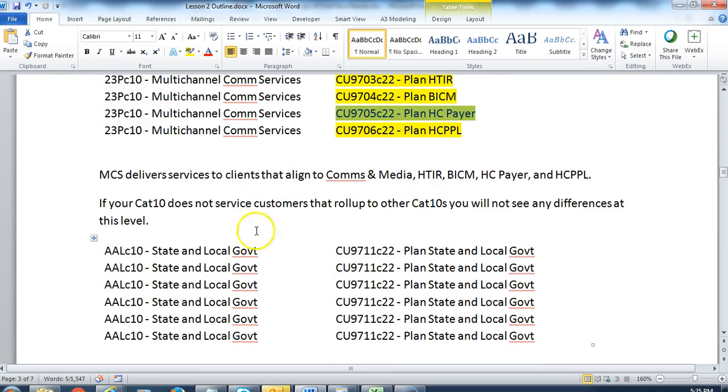Contrasting with that, we have state and local. Multi-channel communication services could be referred to as a specialty horizontal. State and local government only is doing work, revenue and expenses for customers within the state and local government vertical. This could change in the future, but right now all of their services are for their own CAT 10.